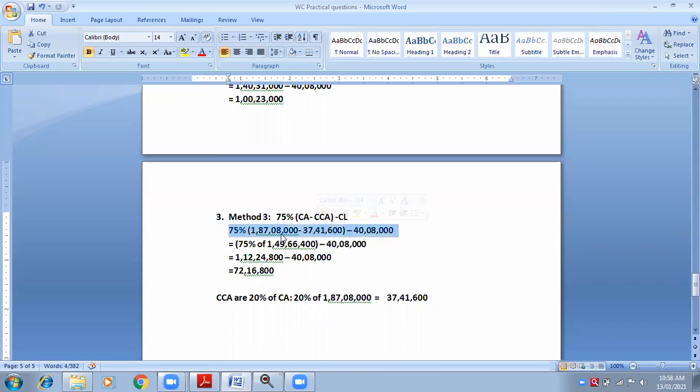You have to deduct it from current assets. Sometimes they will give you percentage. So that percentage you have to apply on current assets only. So 20 percentage on current assets, and your answer will be core current asset. That core current asset will be deducted from current assets, and from that amount you will calculate 75 percentage, and from that amount you will deduct current liabilities. The final amount will be the answer of method number 3. Is it now clear, everybody? Yes, ma'am.